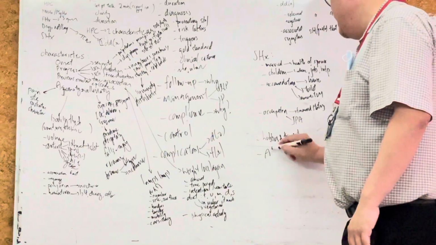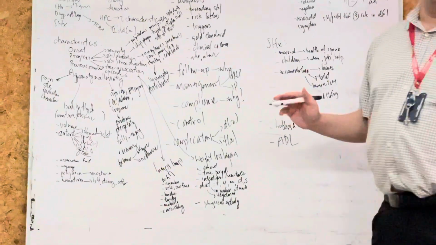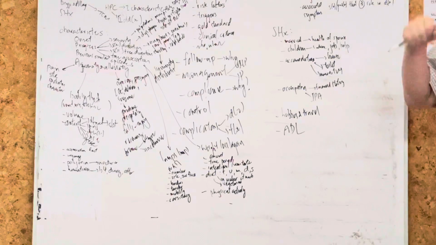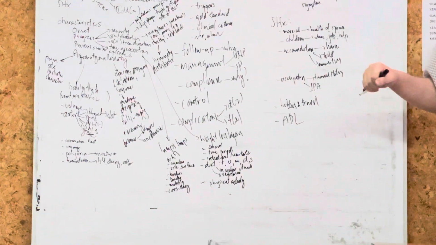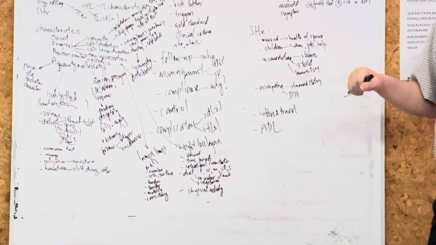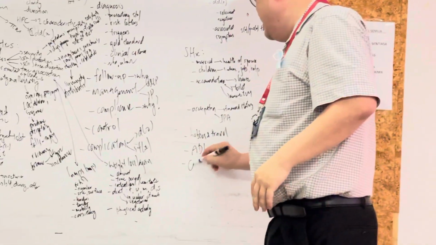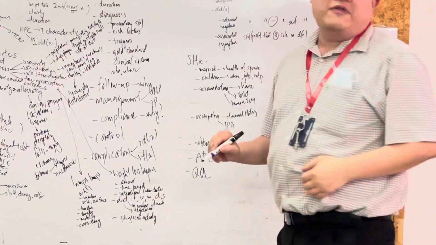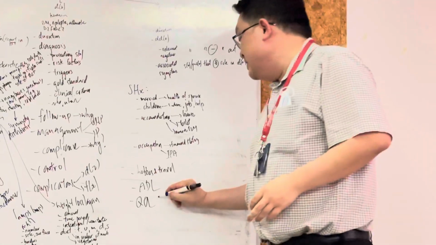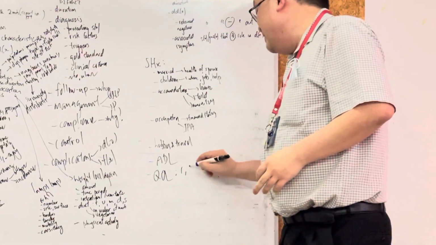Don't forget your ADL, activities of daily living. Can you comb hair, go to toilet, change clothes, go and buy your own groceries, go repair your house, take a bus, make a telephone call, and then finally QOL, quality of life. How's it affect your quality of life? How do you feel?